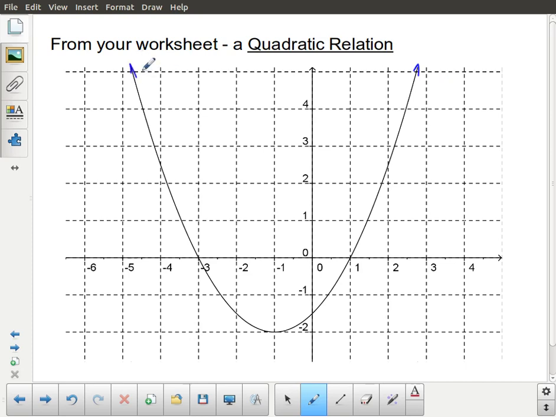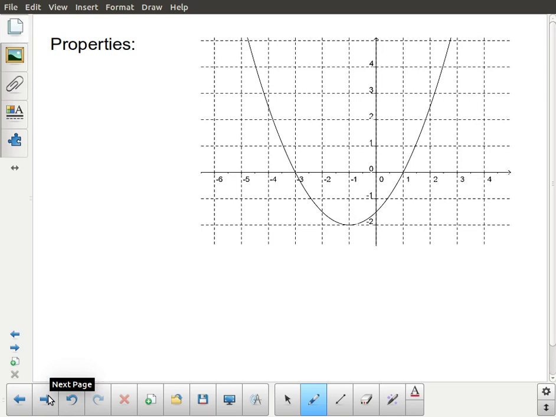And so we're going to go through the same steps as we did with linear, which is: what are the key features? What are the things that we look at here that are noteworthy and might be useful to us in doing some math about this? So let's start with that, and then we'll go on to the equation. So what are some of the properties?